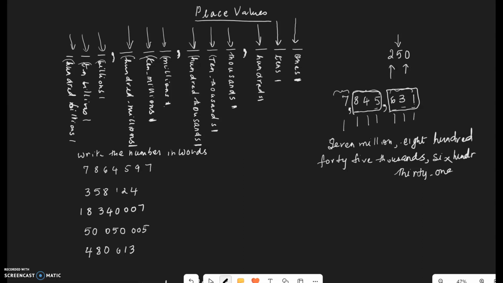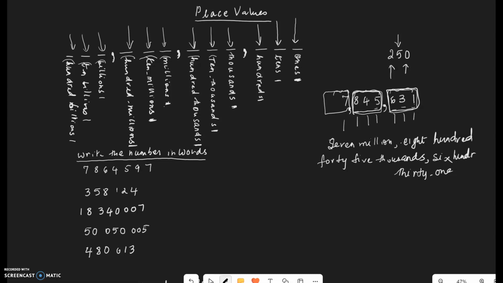So each period, just read the number just the way it is. This is the thousands period. The one before that is the millions period. So this is how we write down numbers in words, and that's how we read the numbers. So we have this example. It says write the numbers. It's given in the standard form. This is the standard form, which is the numerical form, and we're going to say this in words.